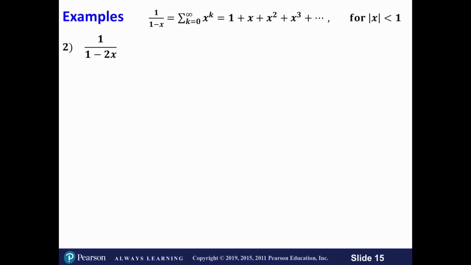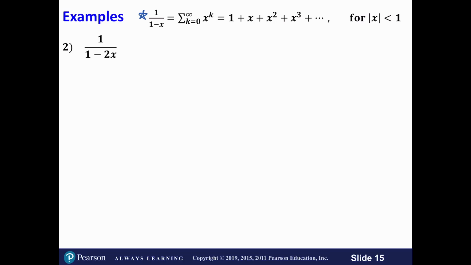All right, let's do another one. Once again, we are given this fact. And on an exam, you would most likely be given a fact like that, so that way you didn't have to worry about memorizing all the different power series representations.